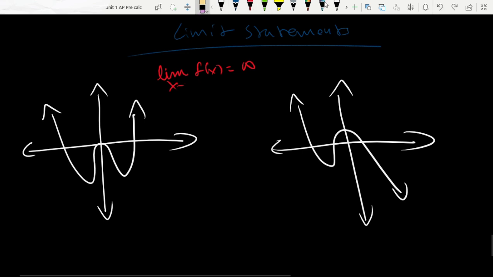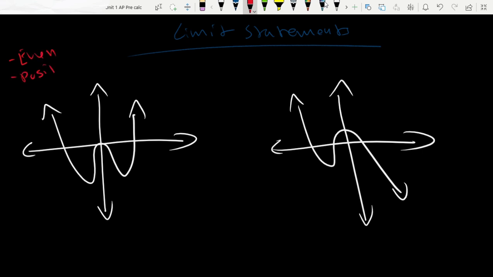So we're going to find out the left and right limit statements for each of these two graphs. Okay, so this function is an even positive polynomial function. What does that mean? It has an even degree. It could be x to the fourth. So we're going to find out their limit statements.